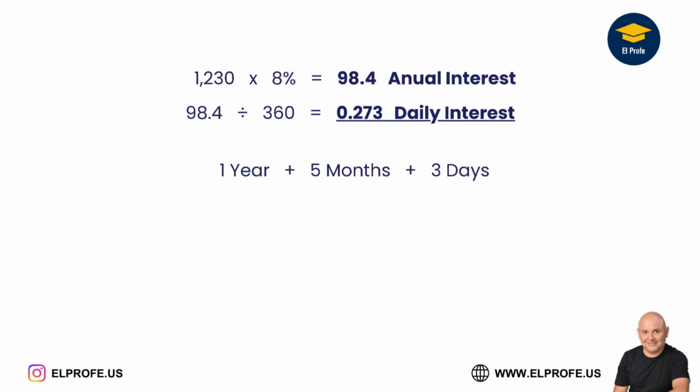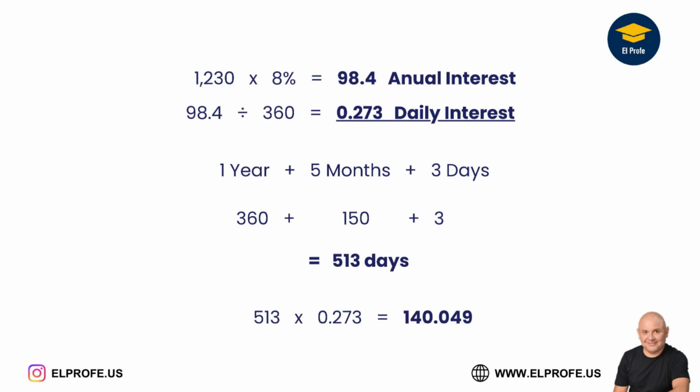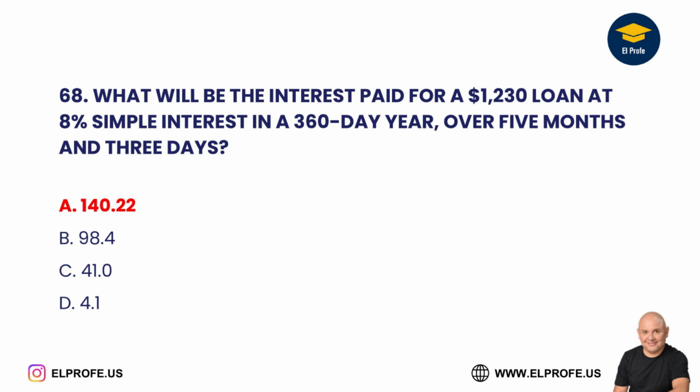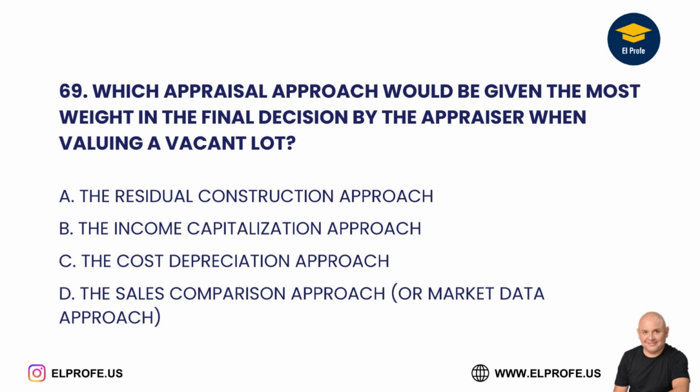So I have 1 year plus 5 months plus 3 days. 5 months is 150 days, and 3 days. Adding all of that up, I get 513 days. 513 days multiplied by 0.273 gives me $140.049. That means option A. And with that, we say goodbye to Chapter 14, and we're moving into Chapter 15, which is actually Chapter 16.